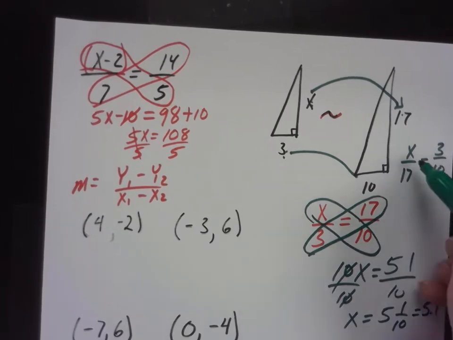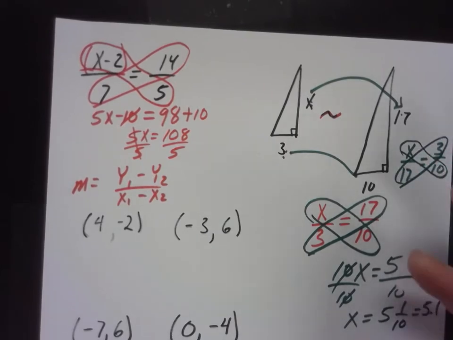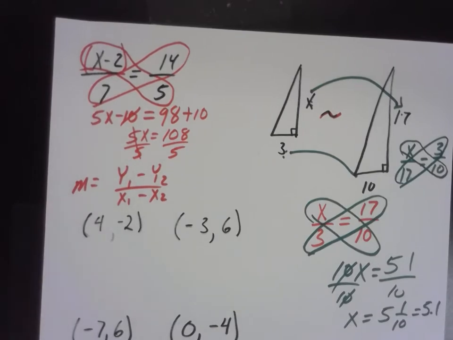And you'll notice here, do you see how it's the same thing? See how it's still x times 10 and 3 times 17 is 51? So it'll work either way. We're just going to kind of keep hitting those a little bit each day until you're good at them. Okay, so slope.